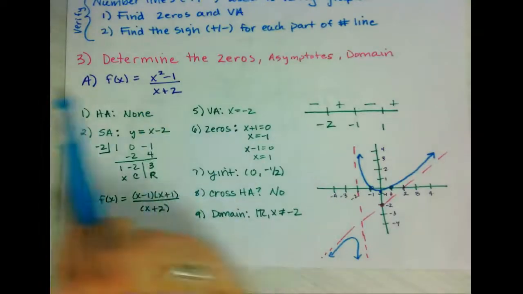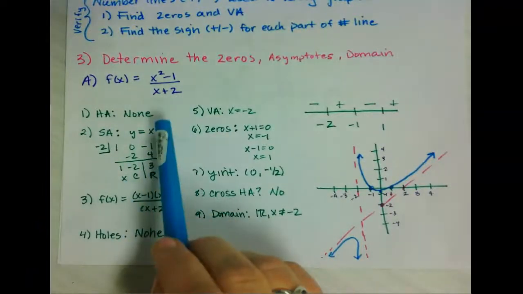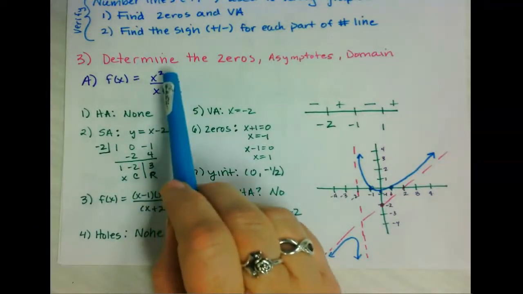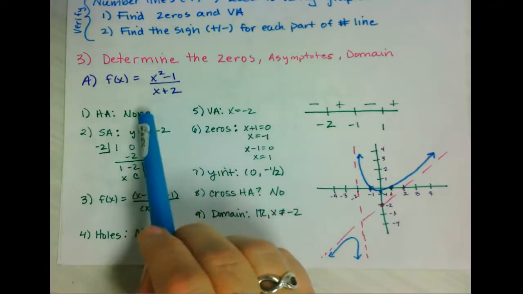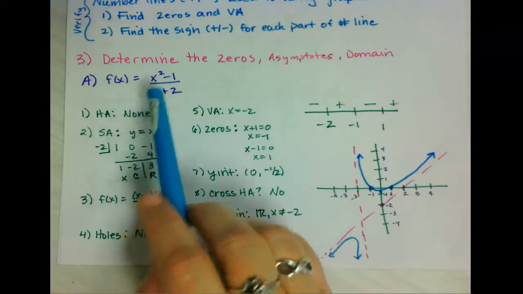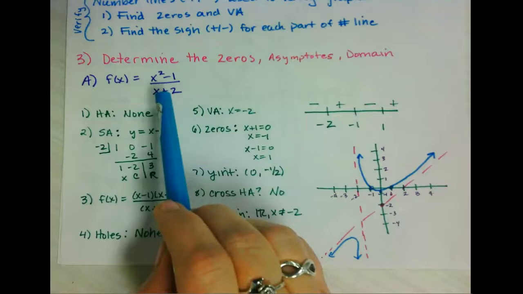All right, on number 3A, here is my function. Nothing is going to factor and cancel. For the horizontal asymptote, the power on top is 2, the power on bottom is 1. It's bigger on the top, so there is no horizontal asymptote. There is a slant asymptote, however, because the degree on top is exactly 1 bigger than the degree on bottom.